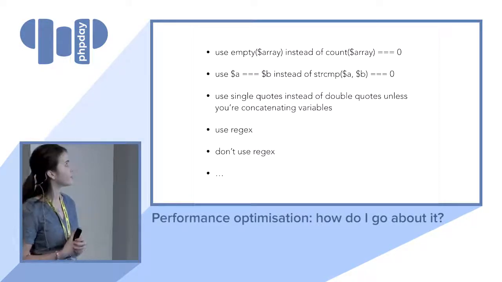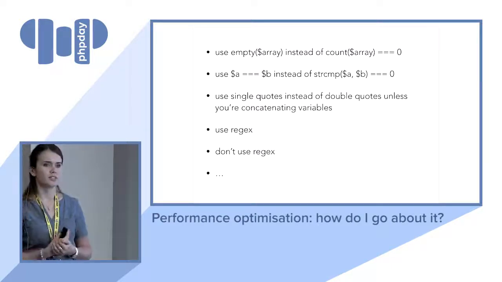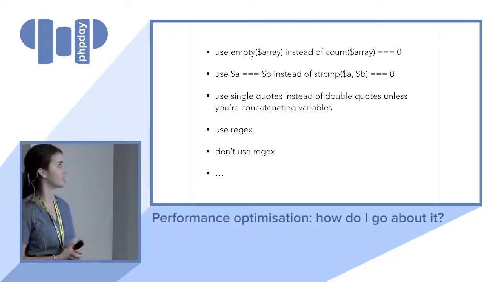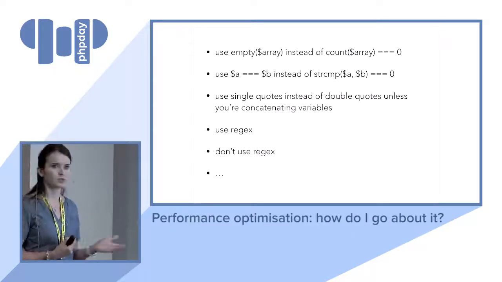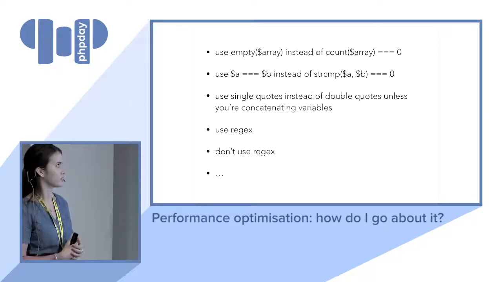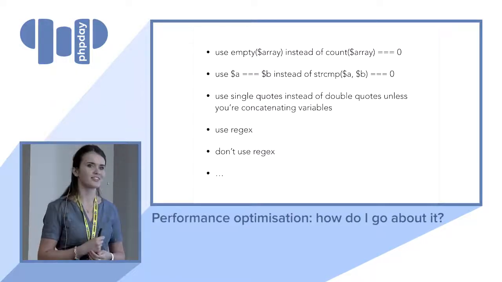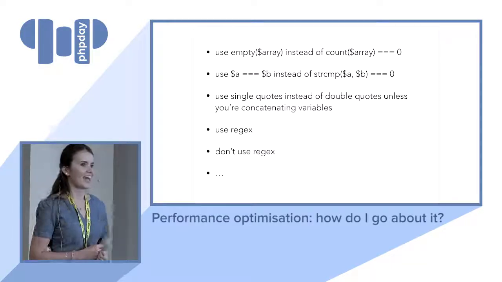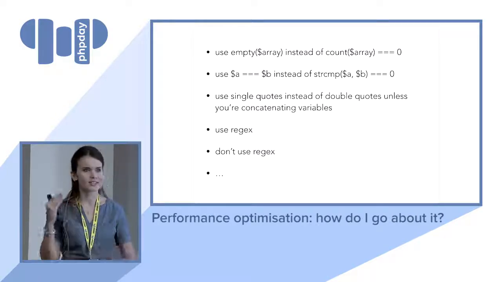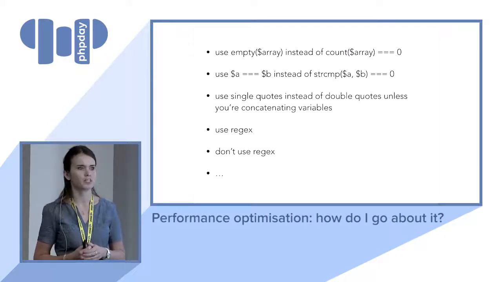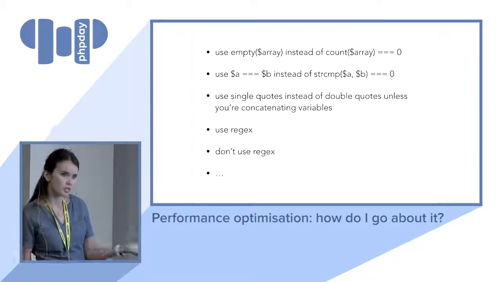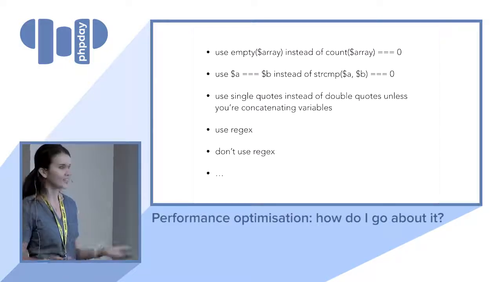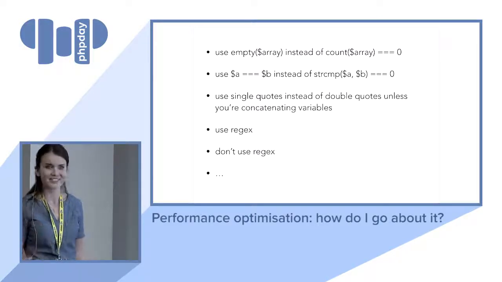And then you find things like, to check if the array is empty, should you use empty array instead of is the count of the array equal to 0. And then you should use the triple equal sign for string comparison instead of the string compare function, because it's faster. And then one of my favorites is use single quotes instead of double quotes, because they are faster, unless you're concatenating variables. And then you should use regex instead of some crazy manual string manipulation, because regex is faster. But then don't use regex if you can use native string manipulation functions from PHP, because they are faster. So you're just like, so what? What do I do?